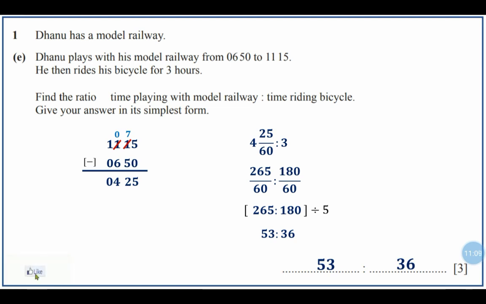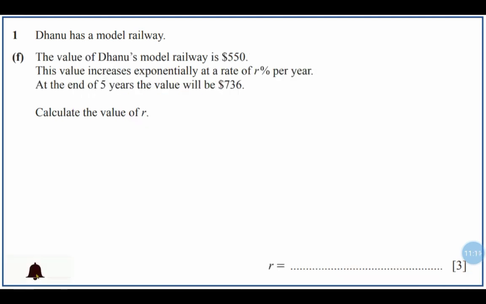Moving to letter F. The value of Dino's model railway is $550. This value increases, so take note of that word, increases, exponentially at a rate of R% per year. At the end of 5 years, the value will become $736. So we have the future value, we have the original value, we have the time. We are looking for the rate.